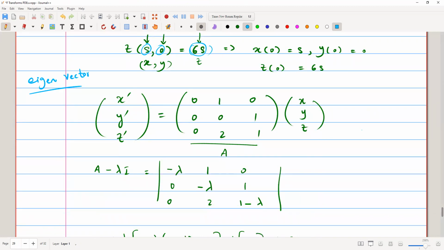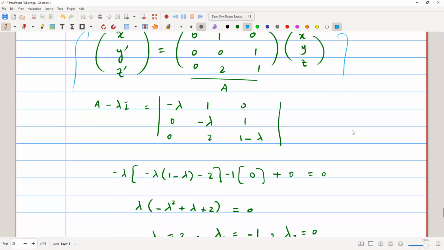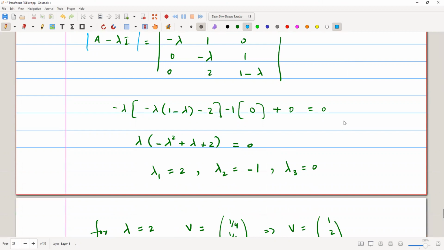So this is the form in which we can write the system of differential equations, where this matrix is called matrix A, this is called capital X, this is called X prime, so X prime equals AX. Then we can find the determinant of A minus lambda I to find the characteristic polynomial, which is this thing here, lambda times negative lambda squared plus lambda plus 2. By solving it, we get the values of lambda. It's a cubic polynomial, so we have three eigenvalues.